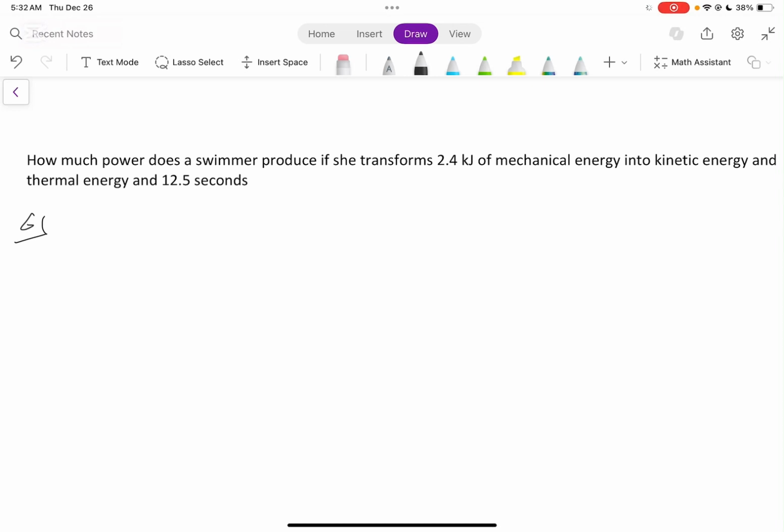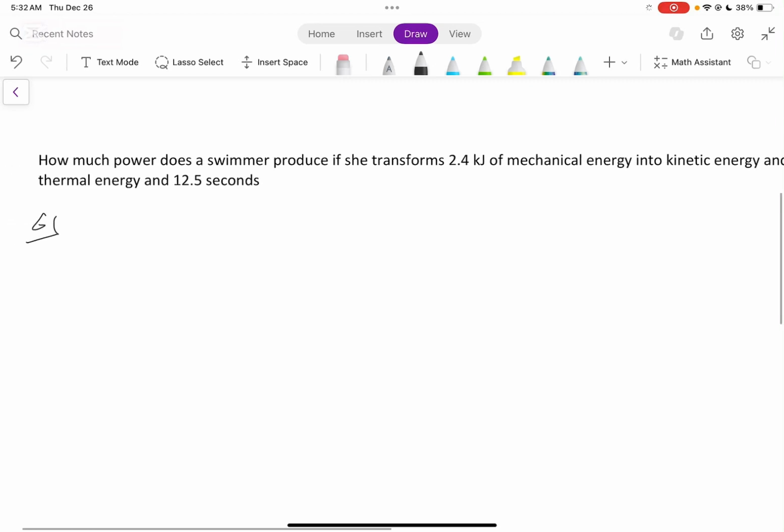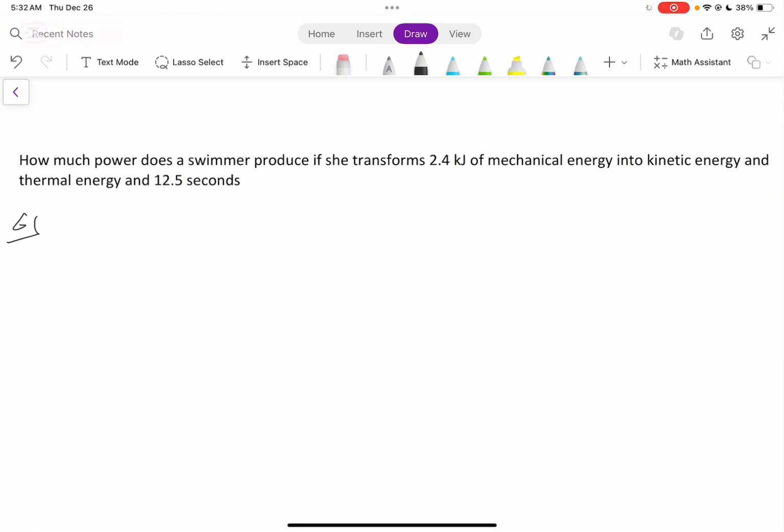So let's look at this first question. So let's get our givens now. How much power does a swimmer have if she transforms 2.4 kilojoules of mechanical energy into kinetic energy and then thermal energy in 12.5 seconds? So it says she transforms 2.4 kilojoules of mechanical energy into kinetic and thermal energy. So that basically is just talking about what our energy is, which is 2.4 kilojoules. And remember, we should probably just convert this into straight up joules just to keep everything a little more simple. So we have 2,400 joules. And we have our delta T, which is equal to 12.5 seconds.